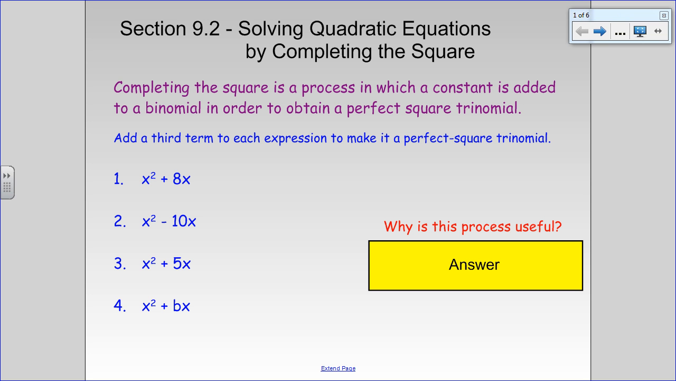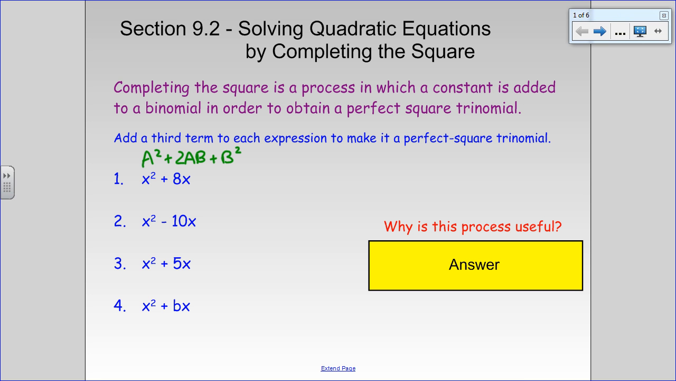Our first binomial is x squared plus 8x, and we want to add a constant in order to create a perfect square trinomial. Remember that a perfect square trinomial has the form a squared plus 2ab plus b squared.